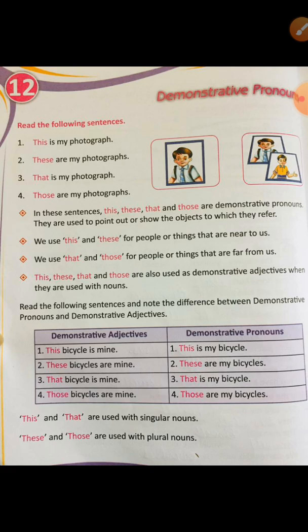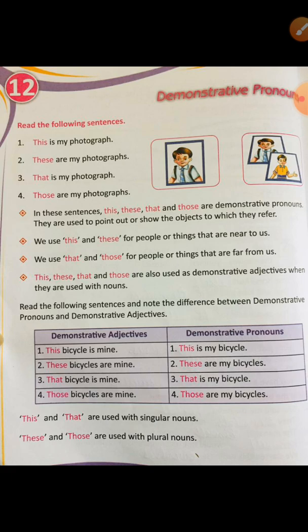For example, this is my bicycle. So my is written first before bicycle. Next, you can see in the demonstrative adjective, this bicycle is mine. Both sentences are the same, but the way they are written clearly separates demonstrative adjectives and demonstrative pronouns. For example, these bicycles are mine, these are my bicycles. Next, that bicycle is mine, then that is my bicycle. Those bicycles are mine, those are my bicycles.